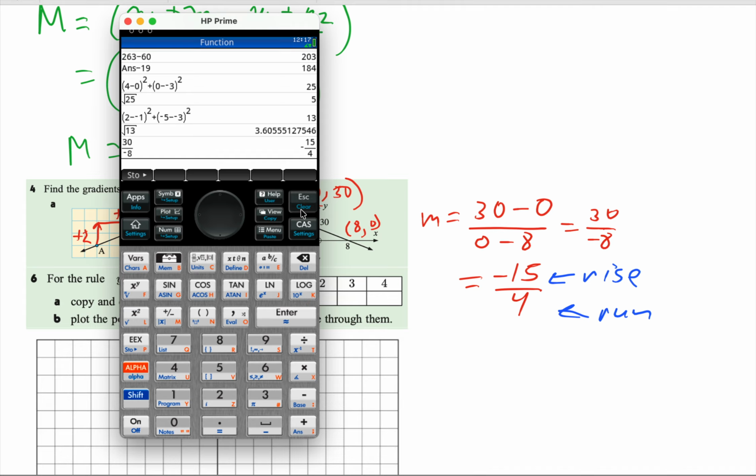The decimal is more useful sometimes, like if it's a real life problem and it's like dollars per hour or something like that. Maybe you're losing $3.75 per hour in your business or something. So this is more useful than saying 15 over 4 in some contexts.